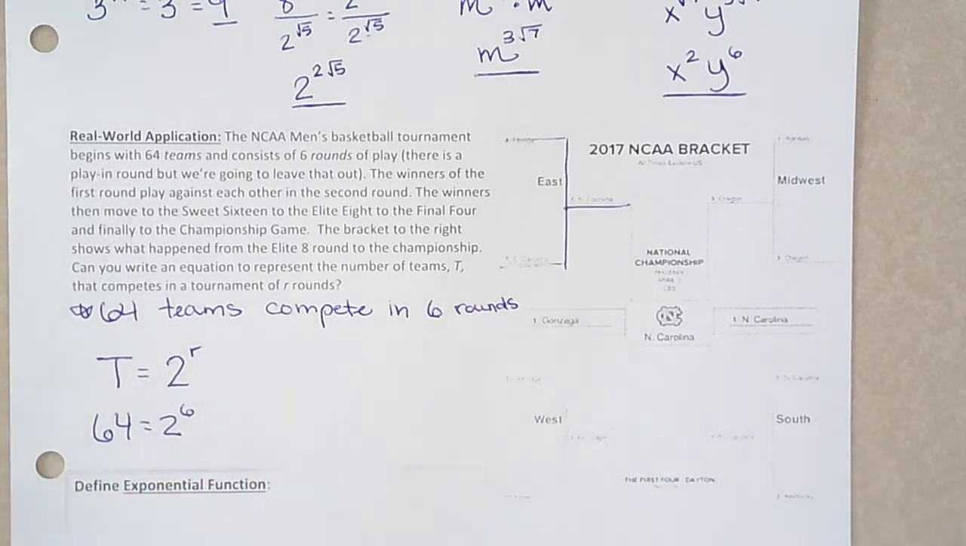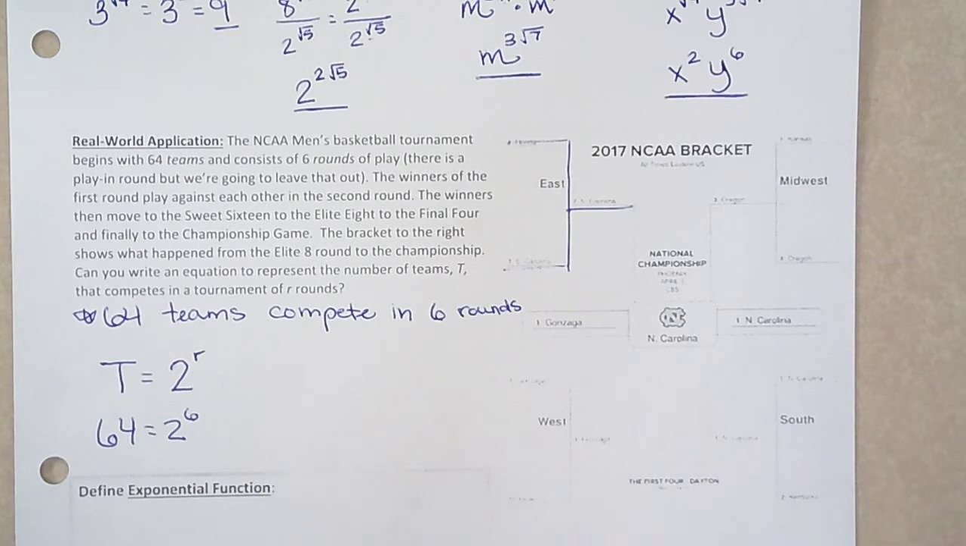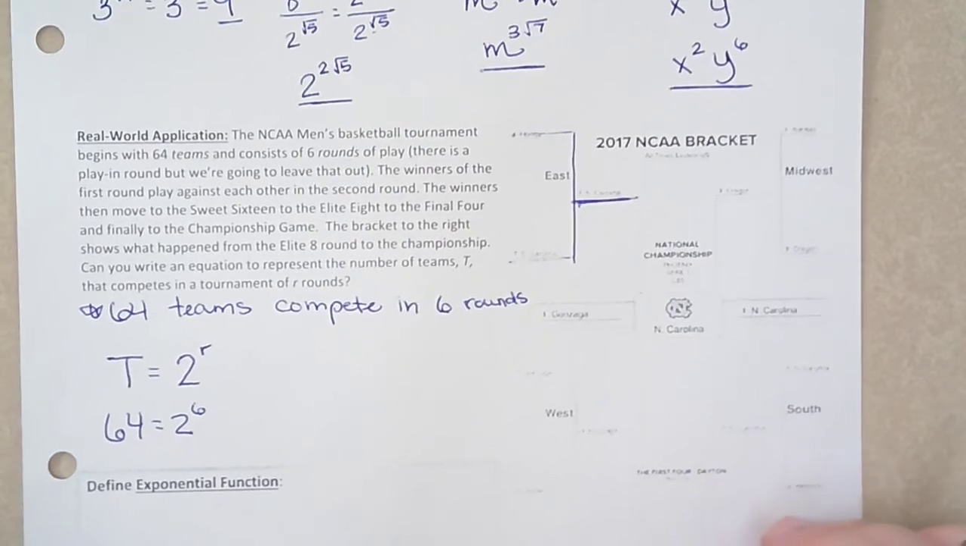Now, why does this work? Well, because each time 2 teams play in a round, we multiply that to get one of these single brackets until we have all of these games represented.